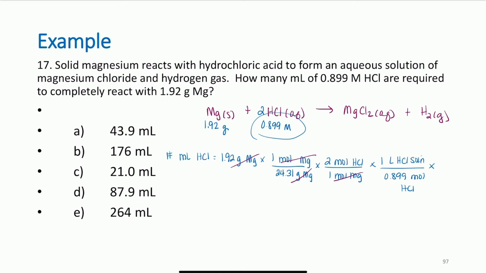But I want milliliters because that's what I'm going to do in a lab. I know 1,000 mL of my HCl solution is equivalent to 1 liter of my HCl solution. This gives me 176 milliliters of my HCl solution. So the answer here would be B.